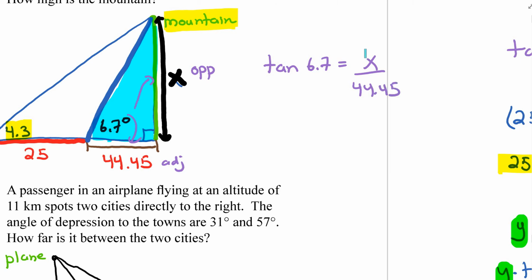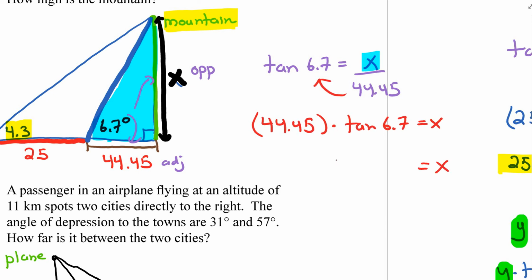And then our goal now is to solve for x, and we do that by multiplying both sides by 44.45. So this would be 44.45 times tan of 6.7 equals x. And then you just put that in your calculator and you get 5.22 kilometers. And that's it for that problem there.